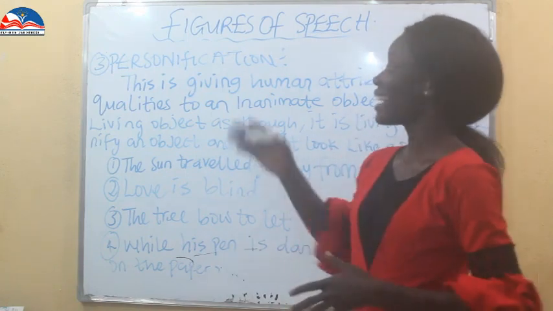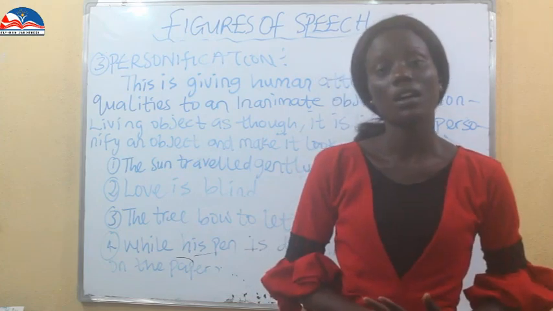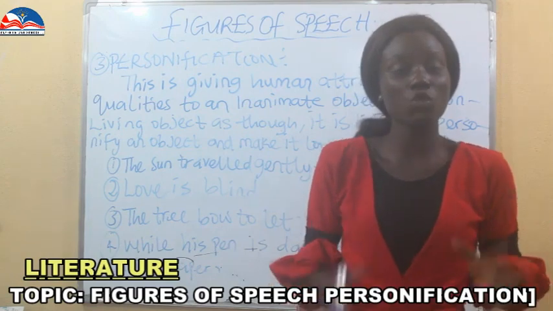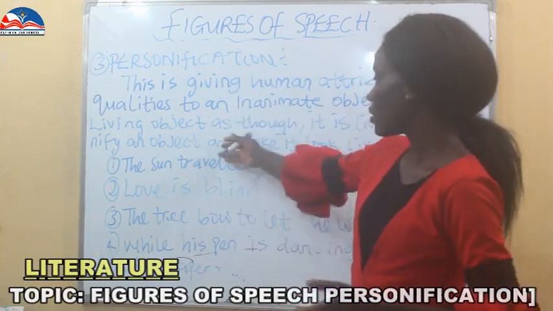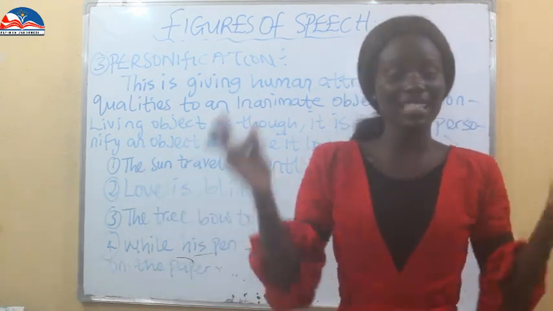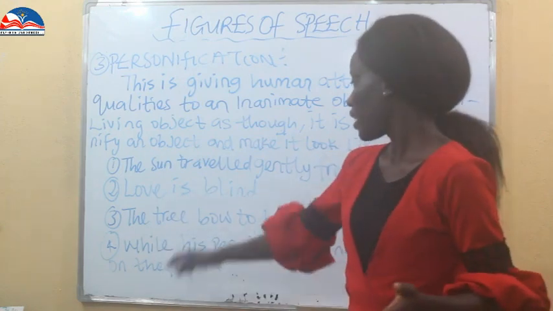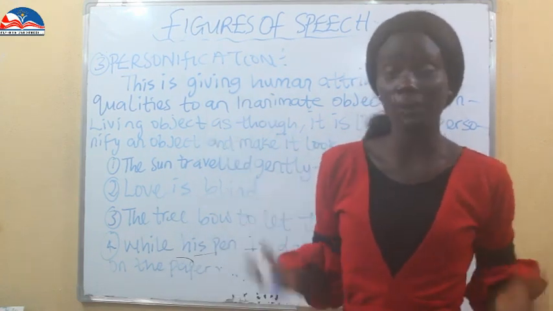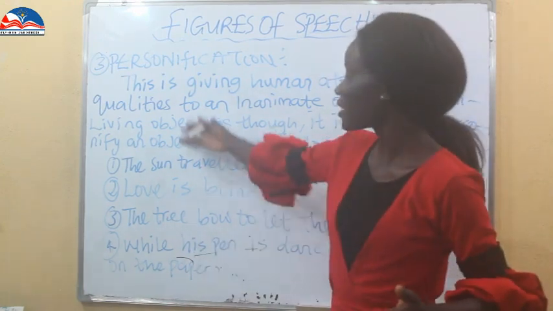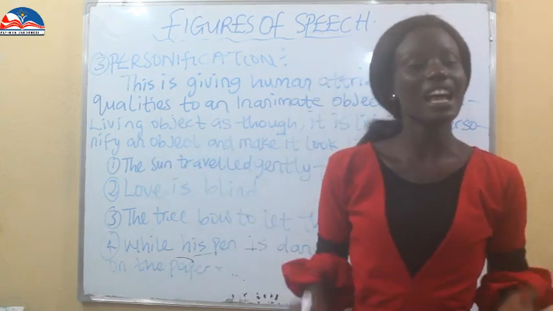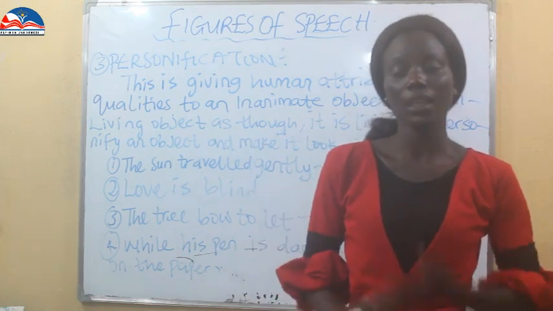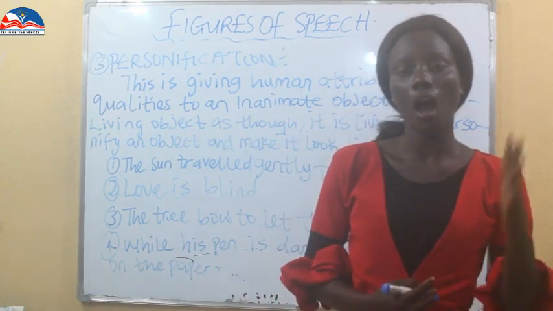Personification deals with giving human attributes, human qualities to a non-living thing, to an object, to appear as a person. Now, the sun appears as a person, traveling. Love appears as a person, blind. The tree appears as a person, bowing down. Then we have the pen, dancing. All these non-living things and objects appeared as a person, and a human attribute is given to them. Then we have personification. Then I'm going to move to the next figure of speech, oxymoron.